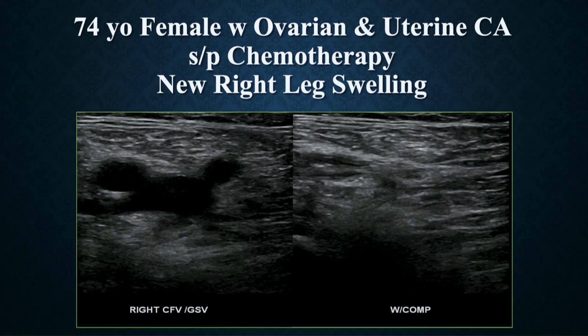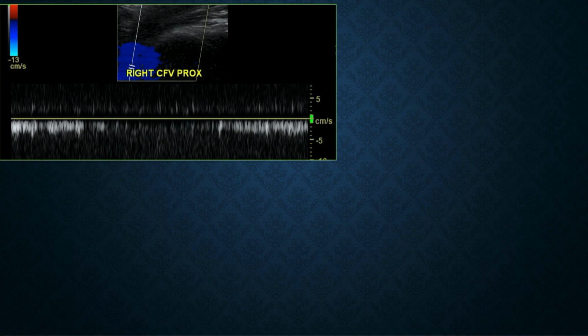Here is a case of a 74-year-old female with ovarian and uterine carcinoma, status post-chemo with new right leg swelling. So we're starting our exam at the level of the right common femoral vein. It has that Mickey Mouse sign. Here is the saphenous vein coming in, and it's completely compressible at this level. But as I've shown you before, we look at the waveform. Waveform is not normal. Low velocity flow, relatively flat.